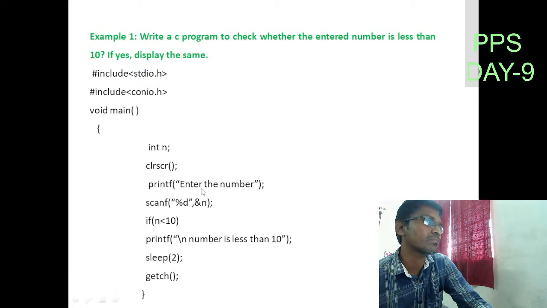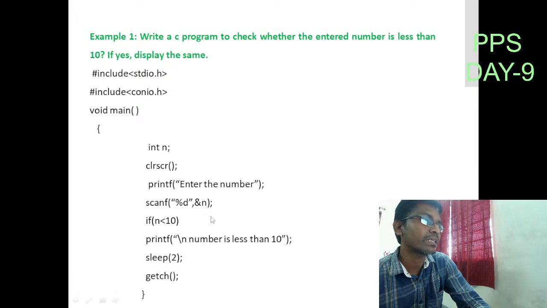For example, here I am going to enter a number that is less than 10. The number I want to read by using a scanf function, and that number will be put in the condition as the n value. For example, I am reading 6 from the keyboard. Then 6 is less than 10, so it will go to print the number is less than 10.